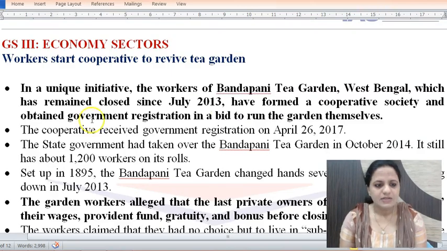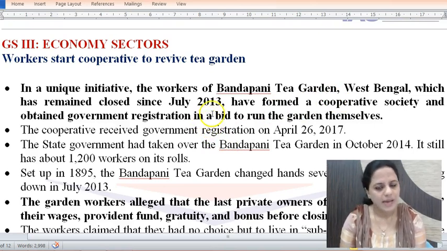Then next is workers start cooperatives to revive tea gardens. This is the Bandapani Tea Garden in West Bengal. A unique initiative has been taken here. This tea garden was closed since 2013. It has now been revived through a cooperative. So a cooperative society has been formed by the workers.